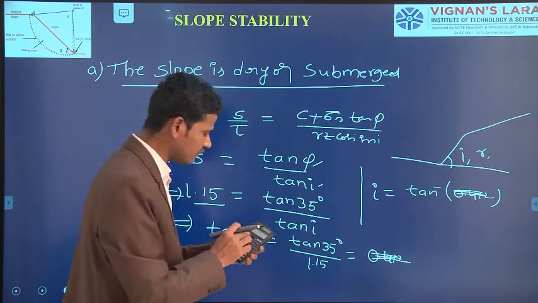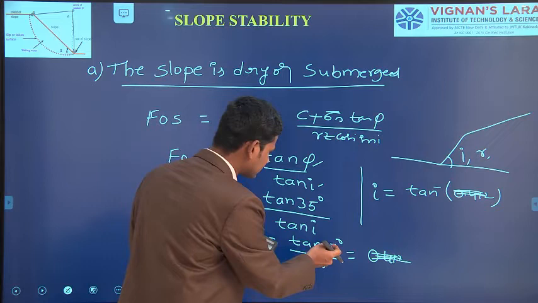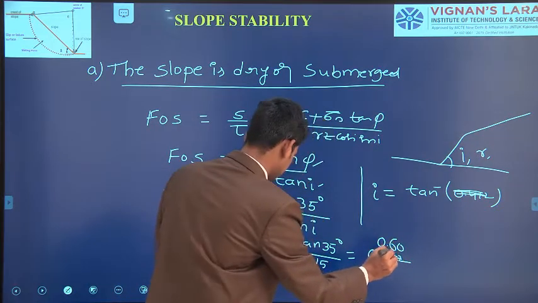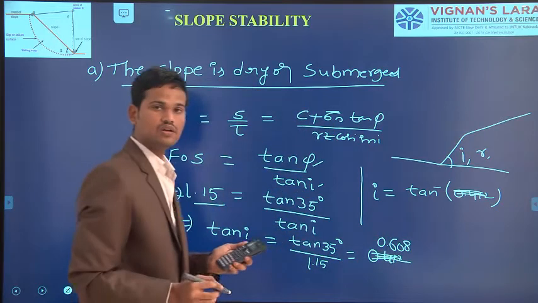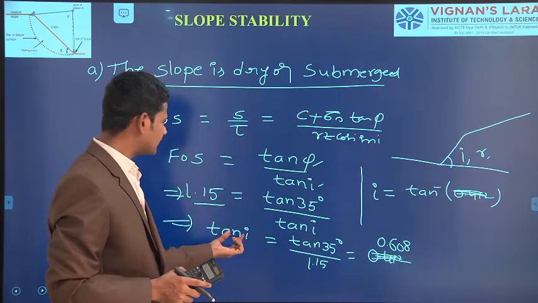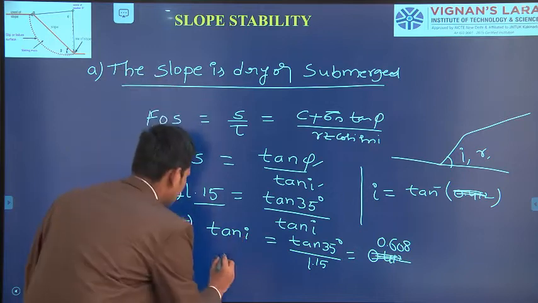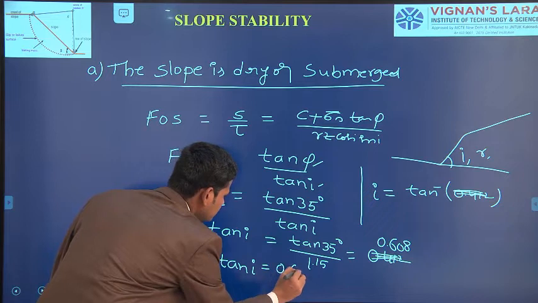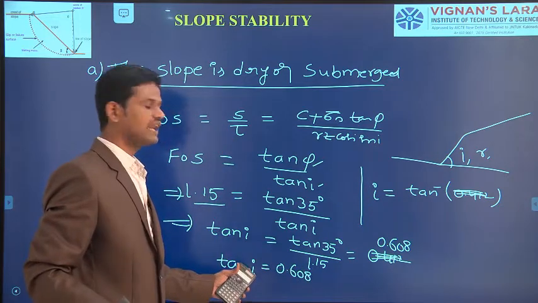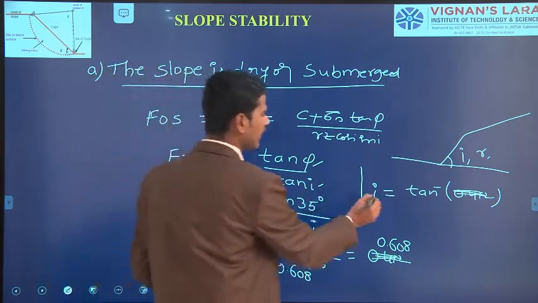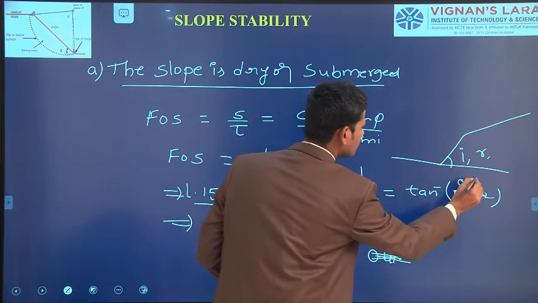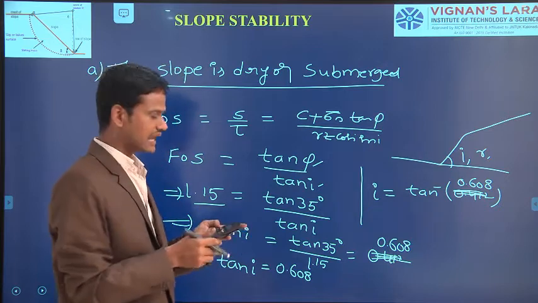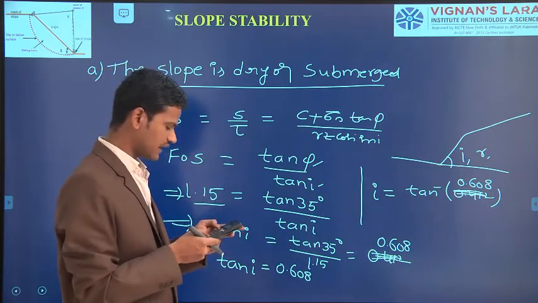Substituting the value, I get tan 35 degrees divided by 1.15 equal to 0.608. Now I want to calculate the safe inclination. That means tan I equal to 0.608. The safe angle I equals tan inverse of 0.608. If you calculate this in a calculator, you will get the safe angle of the soil mass.